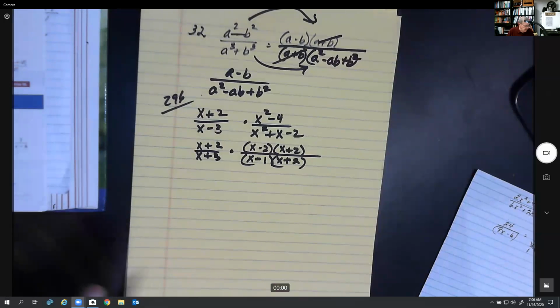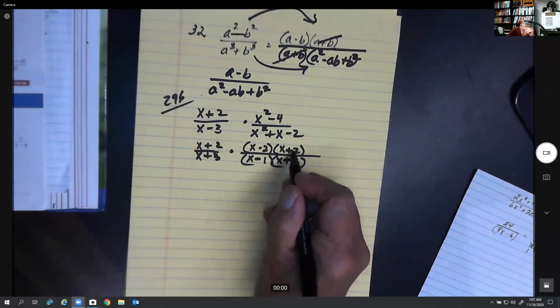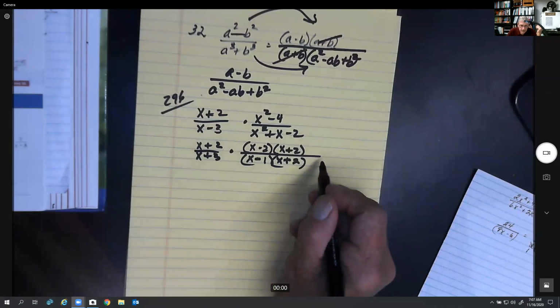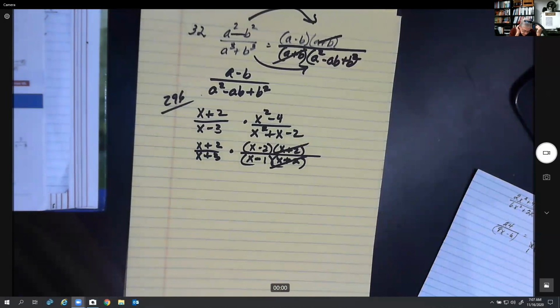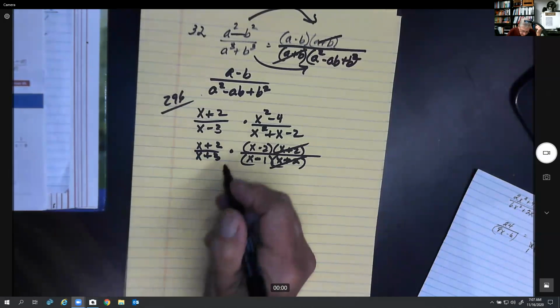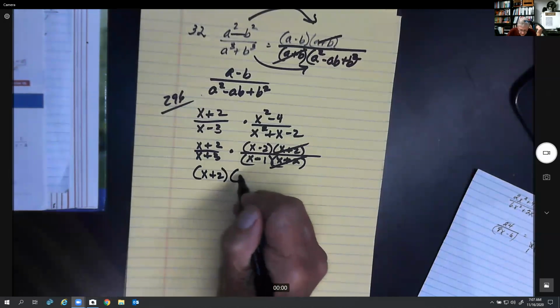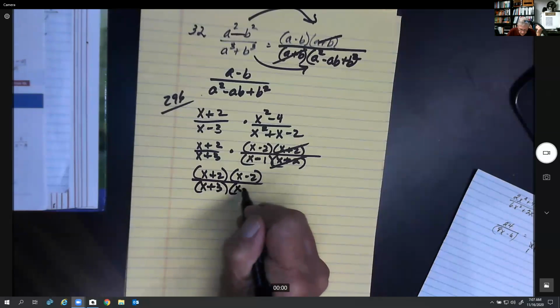Then I want to see what I can cancel. Okay. With this x plus 2 on the bottom, I can either cancel out this x plus 2 or this x plus 2. I can't cancel them both. So you have to make a decision. I'm going to do the one right over it. And this would be my answer. You can just leave it factored. x plus 2 times x minus 2 over x minus 3, x minus 1.